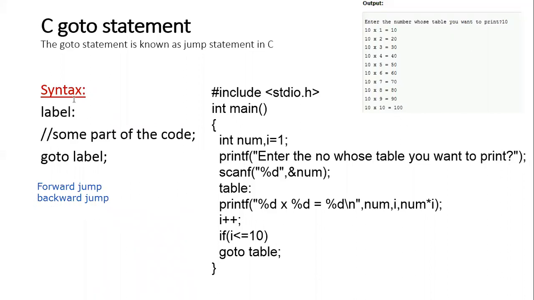You can see the syntax has a label. You have to mention this label, that is very important here. Some part of the code will be executed here, and then you can see goto label. When the control comes to goto label, immediately it looks for the label.